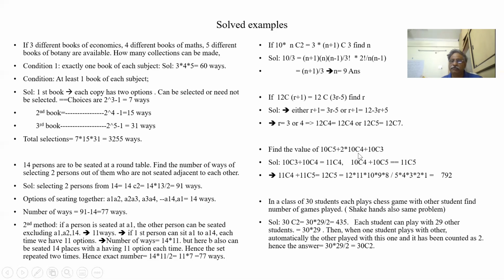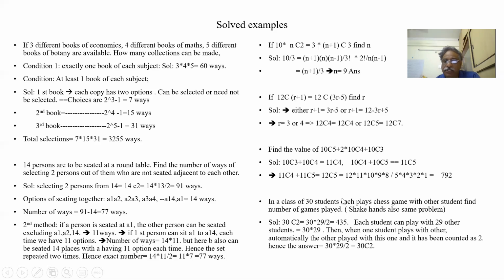So find the value of this. 2 into 10C4, I am making 1 10C4 plus 1 10C4. 10C4 plus 10C3 is 11C4. 10C4 plus 10C5 is 11C5. So it becomes 11C4 plus 11C5. This becomes 12C5. So we have seen this formula: nC(r-1) plus nCr is equal to (n+1)Cr.